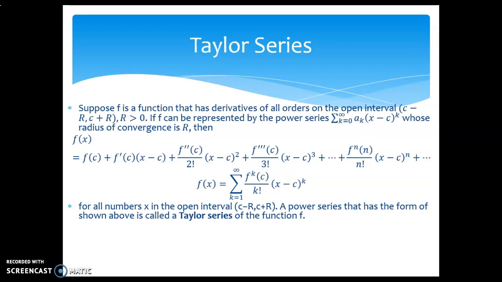So we can find a Taylor series for a function that has derivatives of all orders. If you have a function f of x on the interval between c minus r and c plus r, where r is greater than 0, and it has a derivative of all orders, then we say that we can find the Taylor series. So the Taylor series of a function would look like this.